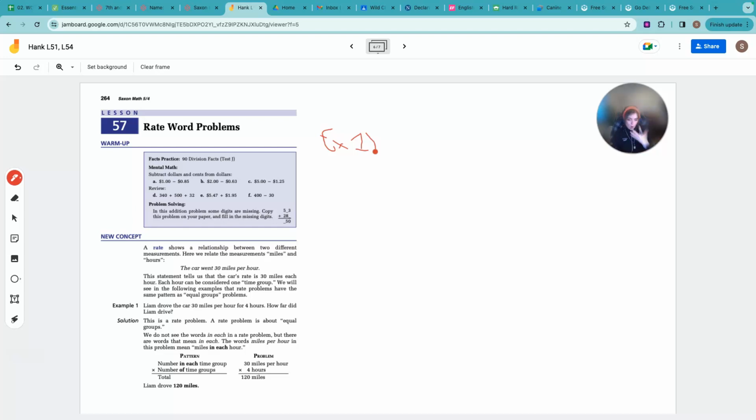Well, right off, my brain is all over the place, so I'm going to write this down. So, we've got 30 miles per hour. So, if he went 30 miles per hour, right? Per hour. So, 30 miles per 1 hour. So, he's going 30 miles every hour. But he's been driving for 4. So, how far did Liam drive?